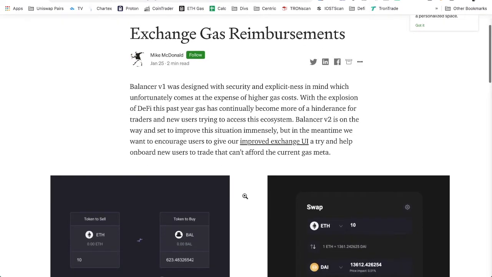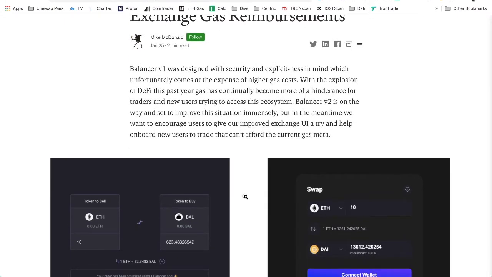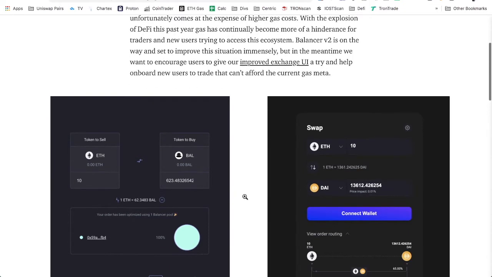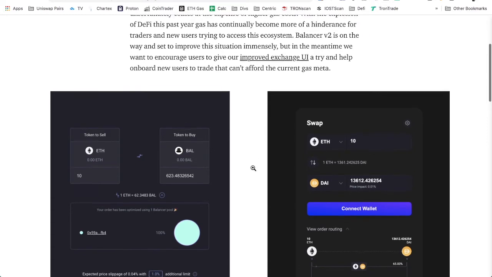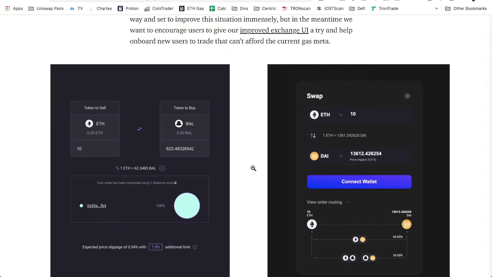Balancer V1 was designed with security and explicitness in mind, which unfortunately comes at the expense of higher gas costs. With the explosion of DeFi this past year, gas has continually become more of a hindrance for traders and new users trying to access the ecosystem. Now, Balancer V2 is on the way and set to improve the situation immensely, but in the meantime, we want to encourage users to give the improved UI exchange a try and help onboard new users to trade that can't afford the current gas meta.